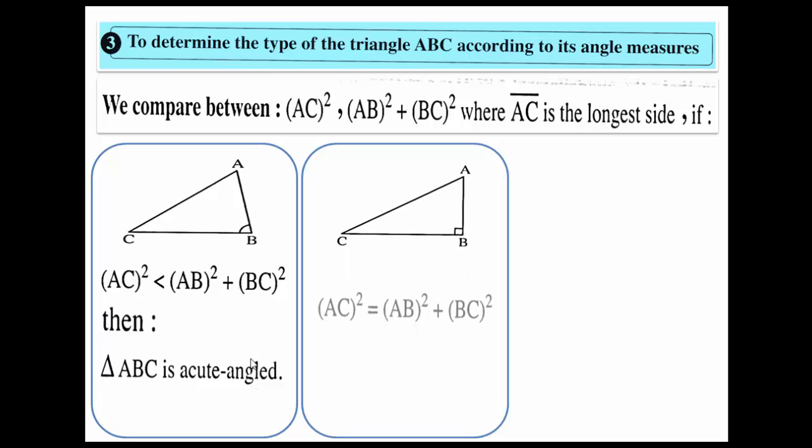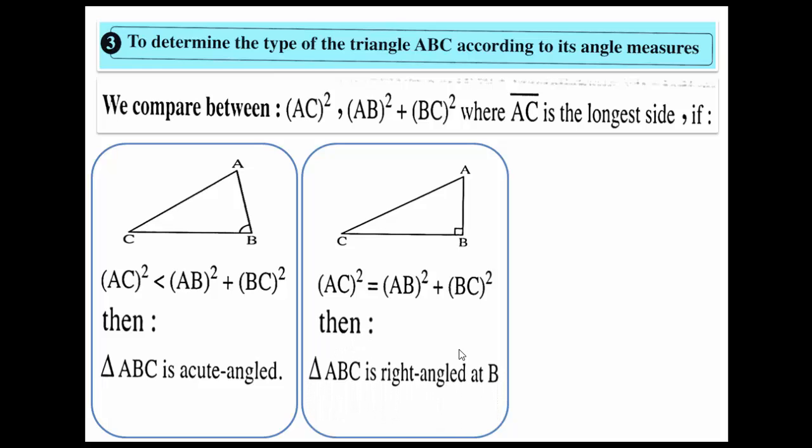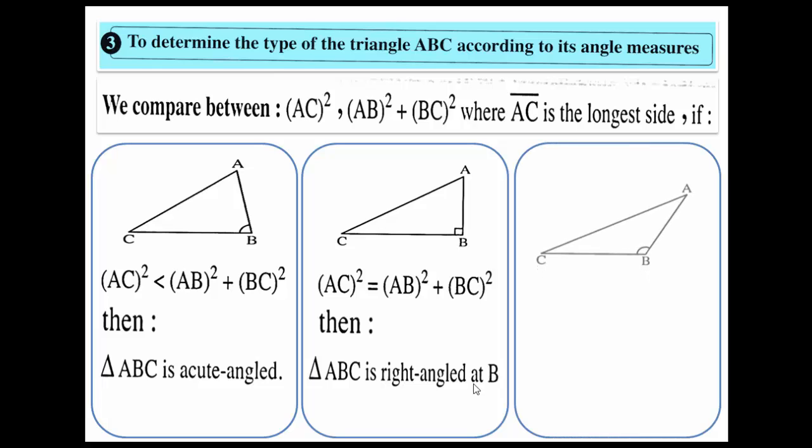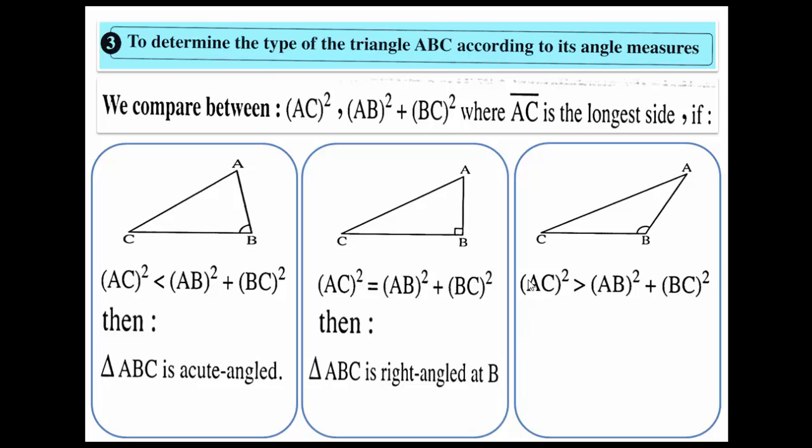Next case, if we have AC squared equal to AB squared plus BC squared, then the triangle is right angled at B. The last case, if we find AC squared greater than AB squared plus BC squared, then triangle ABC is obtuse angled at B.